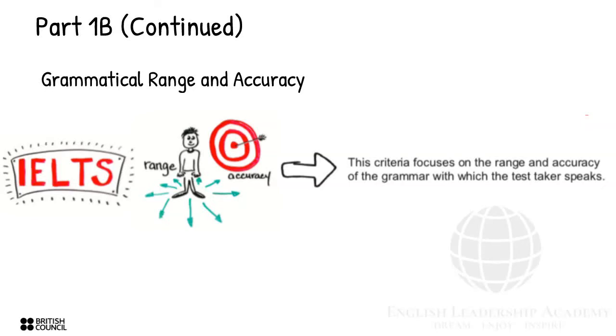Additionally, 25% of your score is based upon grammatical range and accuracy. And again, from the British Council, one of the founders of the IELTS test, they discuss range and accuracy as the criteria focuses on the range and accuracy of the grammar with which the test taker speaks. So can you be very accurate, yet also have big range in your vocabulary?